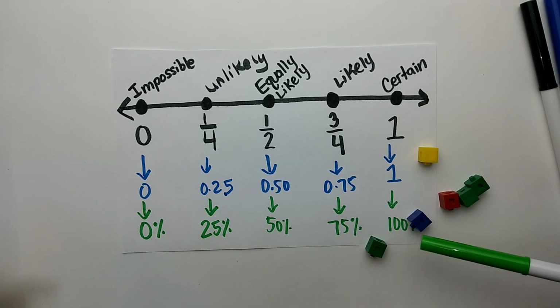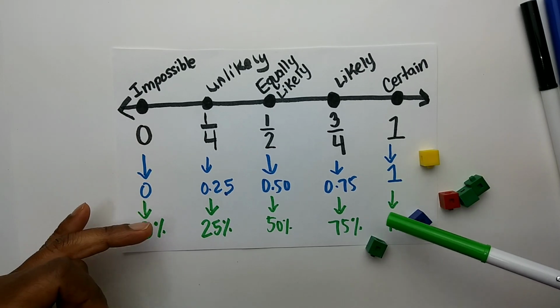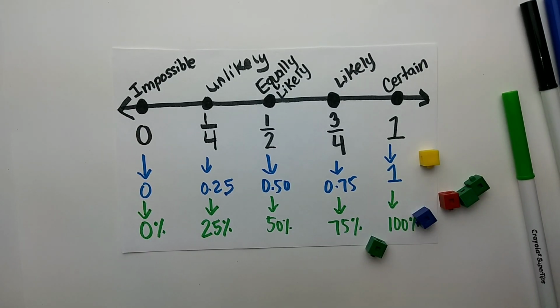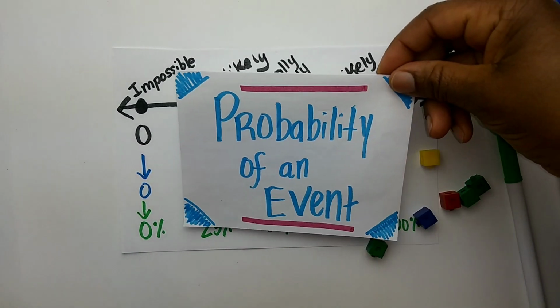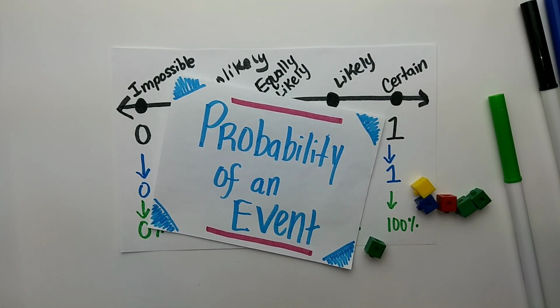You can also express probability as a fraction, a decimal, or a percent. In this video, we introduce and discuss the likelihood of an event happening.